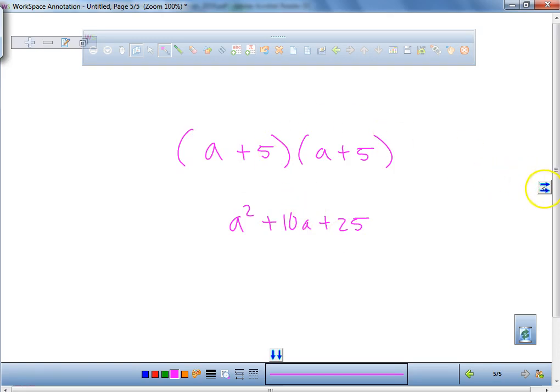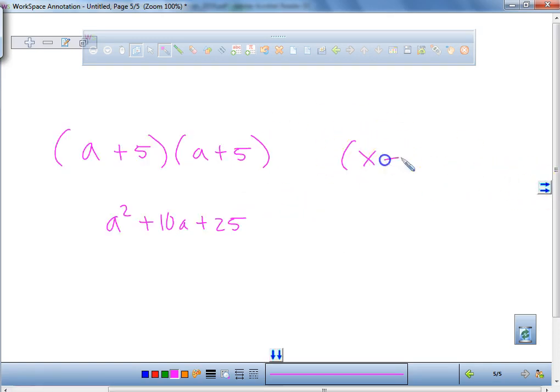If I said, you know what, what is x minus 4 times x minus 4? I know my answer is going to be x squared minus 8x plus 16. Why? Because what's negative 4 plus negative 4? Negative 8. And what's negative 4 times negative 4? 16. So all you got to do is add them together, you get the middle term. Multiply them together, you get the last term.